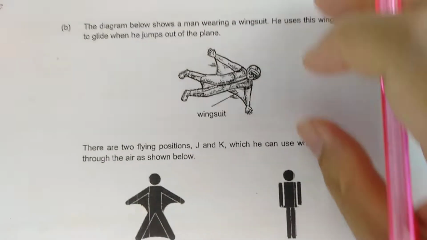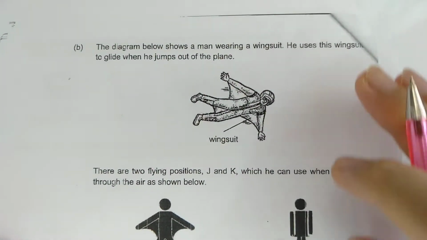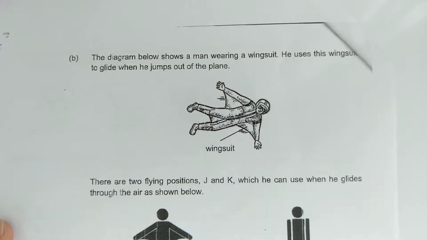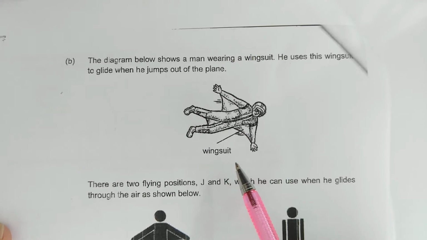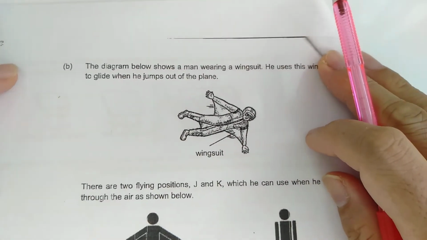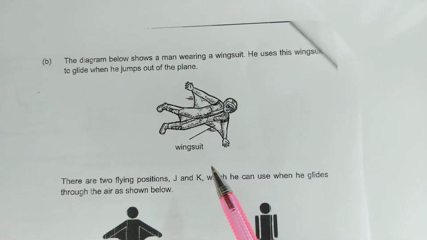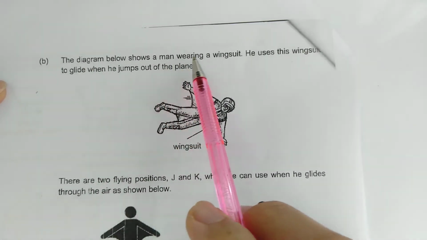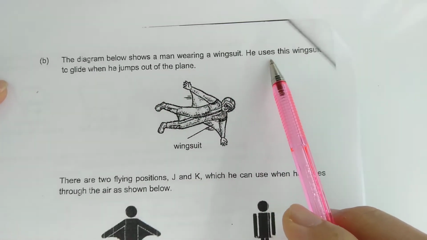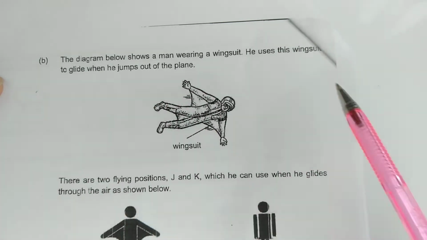Next one. Now it's an application question. Now this is a person like a wing glider, kind of suit, a wing suit. People do kind of crazy stuff, right? And this is of course one crazy stuff that Mr. Long will never do in his life. The diagram shows a man wearing a wing suit. He uses this wing suit to glide when he jumps out of the plane.